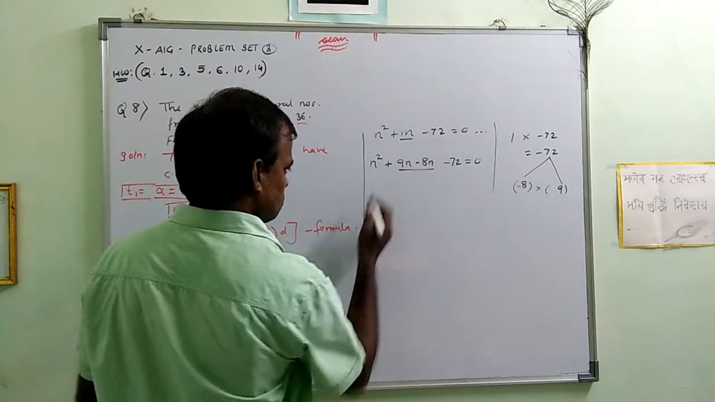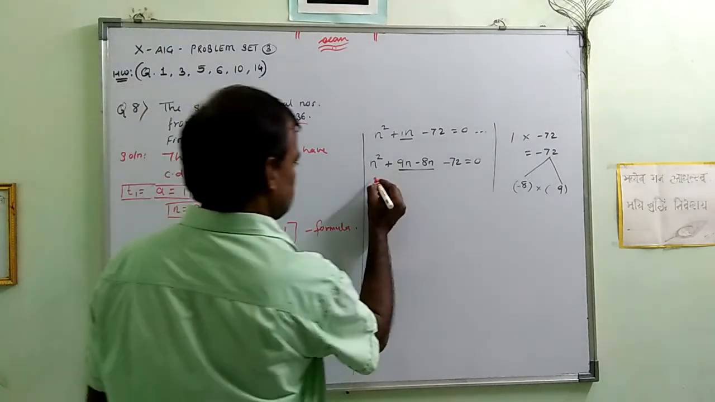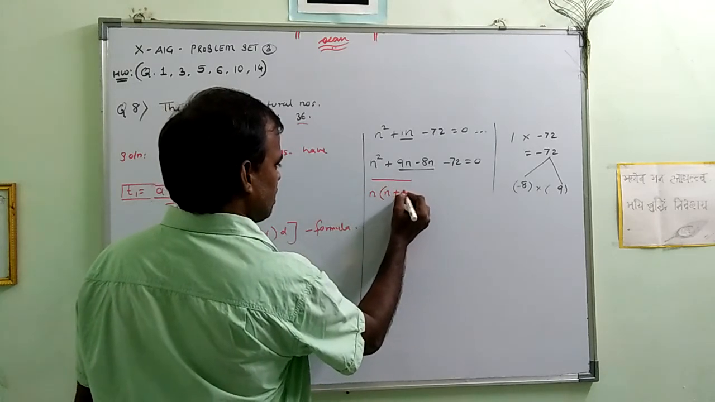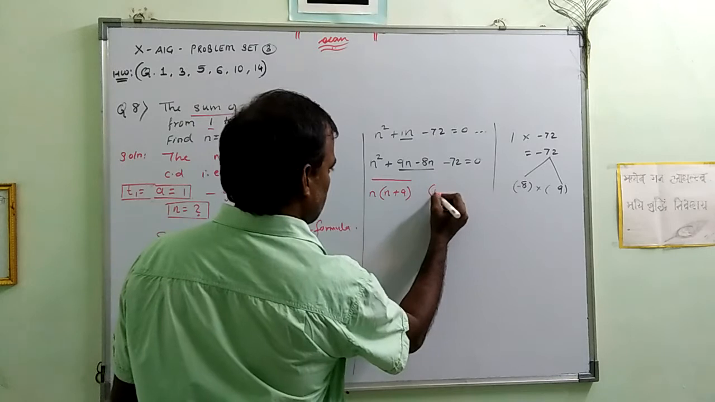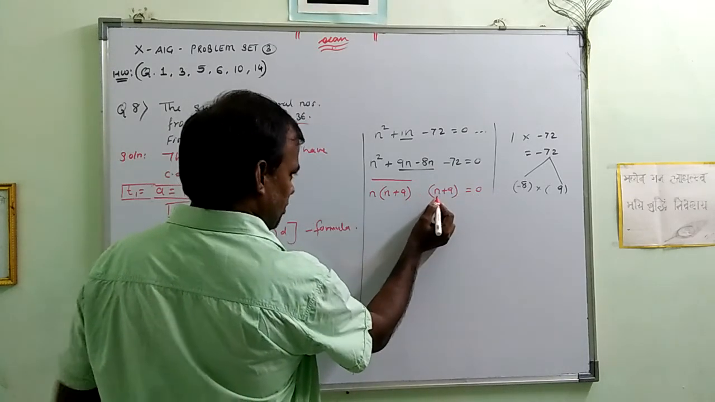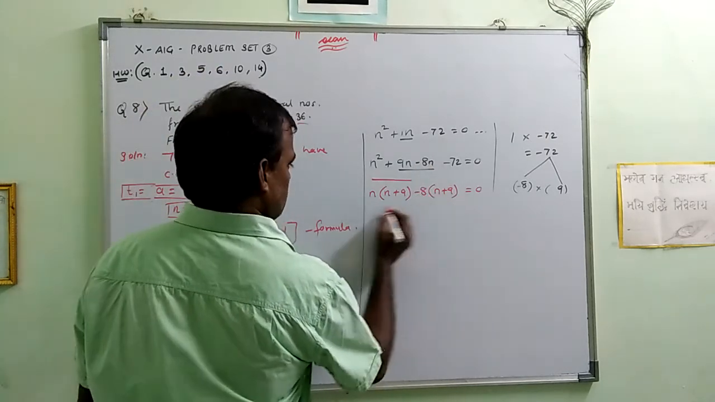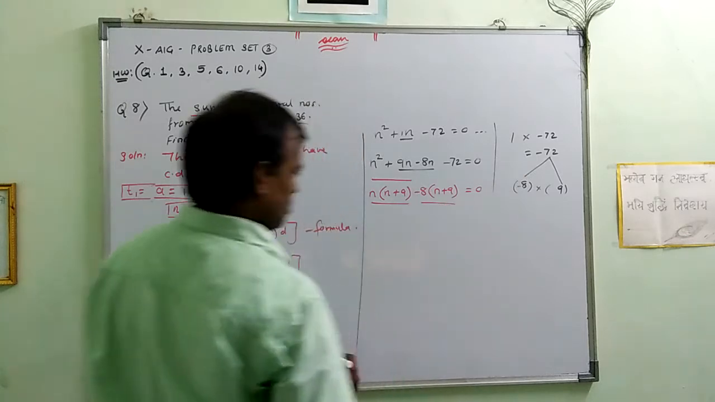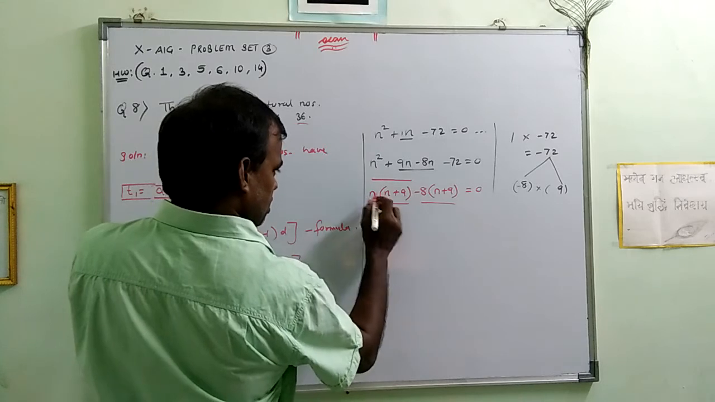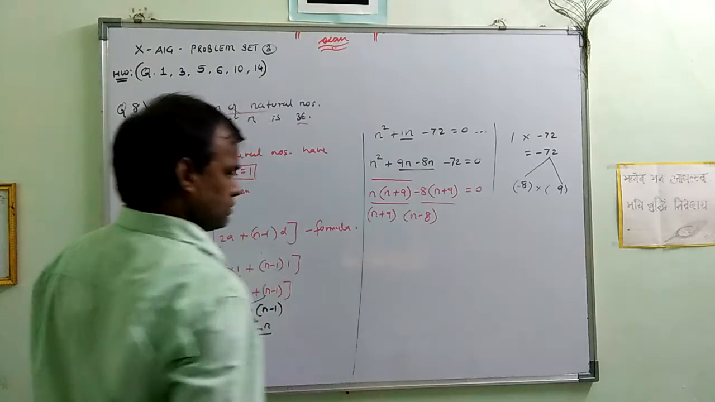Now from this 2, I take common. N is common. Inside, n plus 9. So here also n plus 9 will come. So what multiplied by n will get minus 8n and minus 72. Okay. So from this 2, take common. What is common? N plus 9. So n plus 9 comes out. What remains? N minus 8. That is in another bracket.